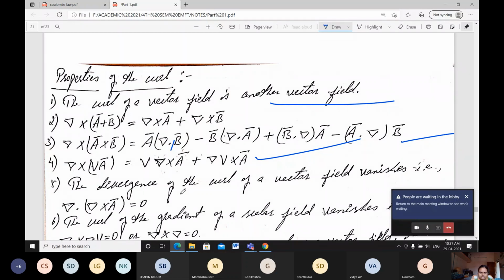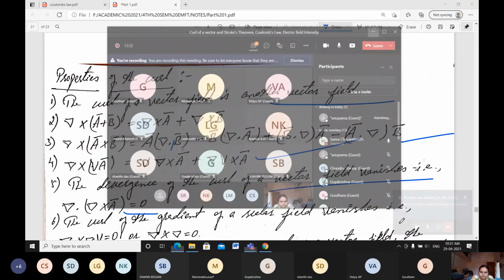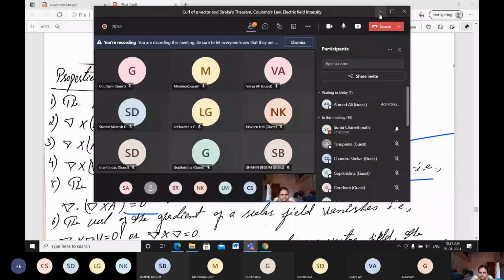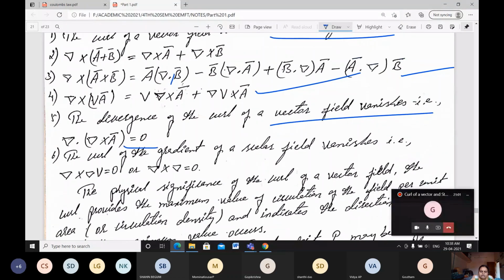Then the divergence of the curl of a vector field is going to vanish. Divergence of a curl of a vector field is 0. Del dot (del cross A bar) is equal to 0. Then the curl of a gradient of a scalar field is also going to vanish. Curl of a gradient is also going to be 0 only. Del cross del is equal to 0.